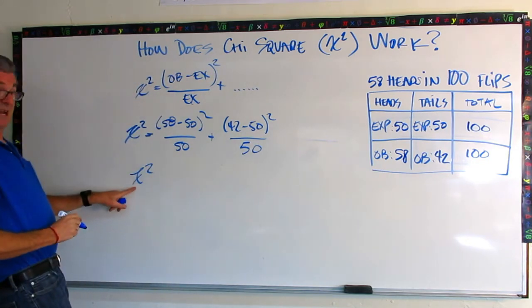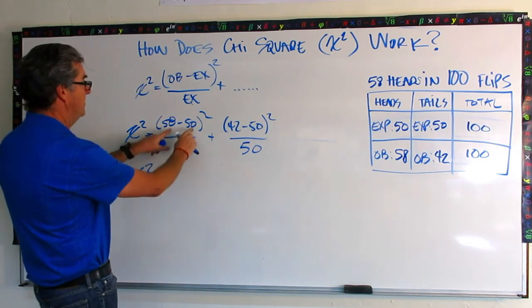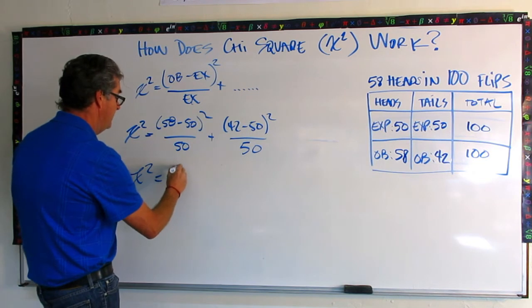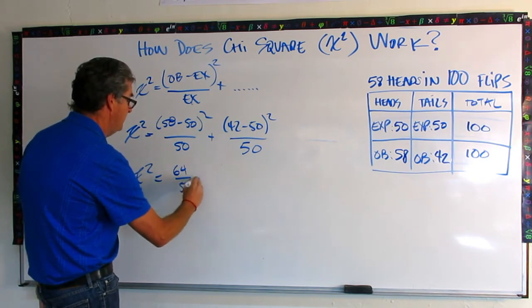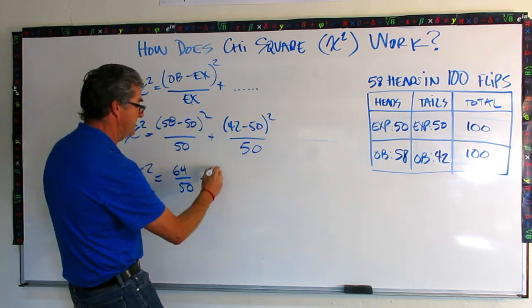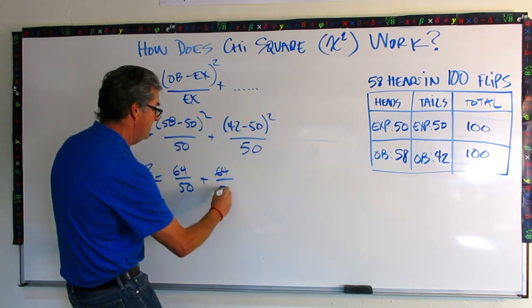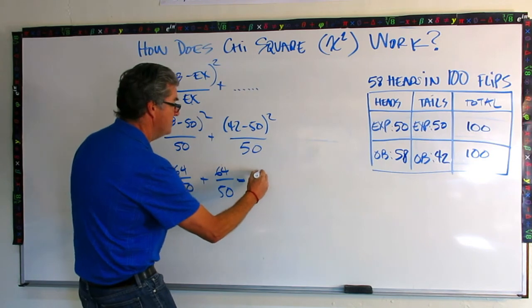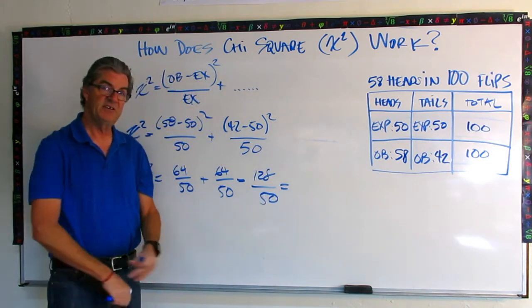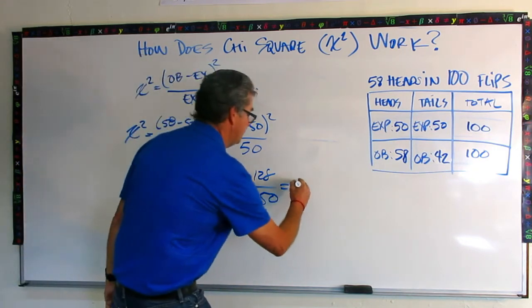My chi-squares are getting kind of crazy there. So 58 minus 50 is 8. Squared is 64. That's 64 over 50. And this one's also going to be negative 8 squared. It's going to end up being 64 over 50, which gets us 128 over 50. Put that in your calculator, and you get 2.56.